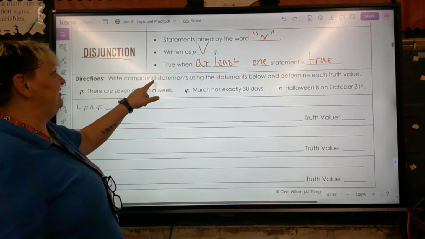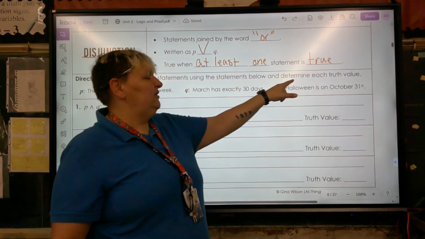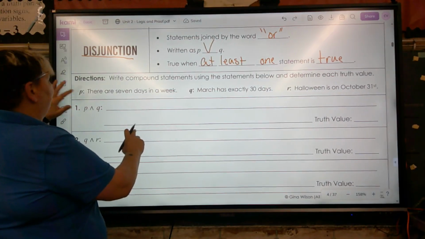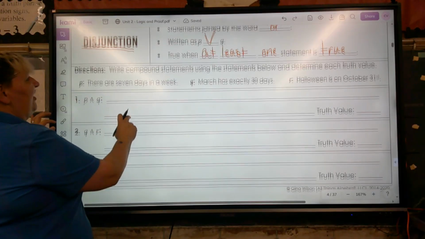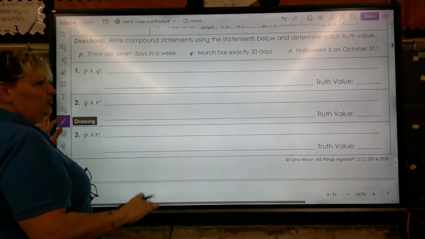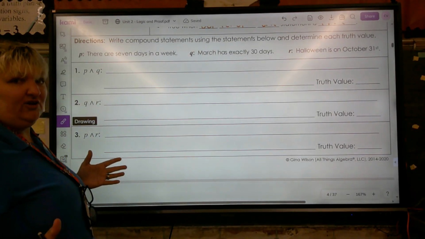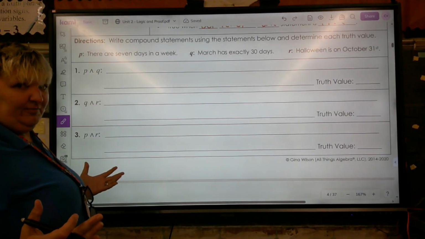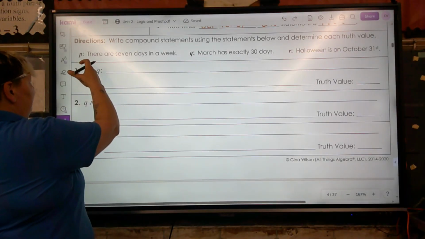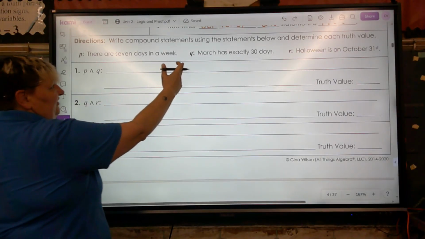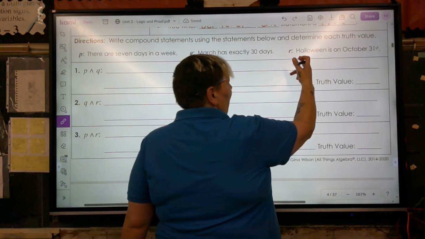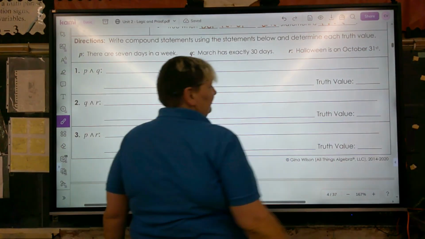Write compound statements using the statements below and then determine each truth value. The first thing we're going to do is figure out our compound statements, before we even try to figure out true or false. Our P, there are 7 days in a week. Q, March has exactly 30 days. R, Halloween is on October 31st.